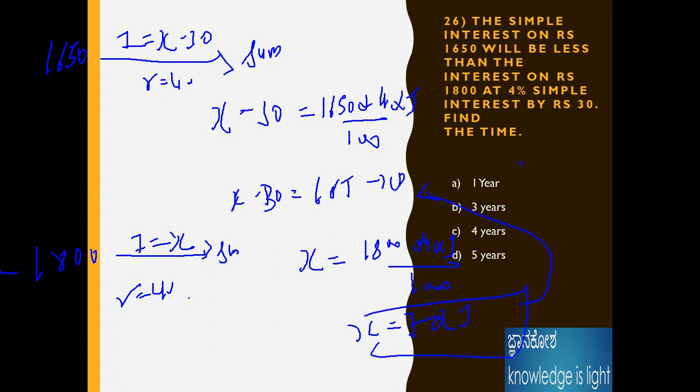X minus 30 is equal to 72. T minus 30 is equal to 66 t. This is the 66 t. This is equation 1. After this, 30 is equal to 60. T is equal to 5 years. Either you can use this one, but this is the long method.